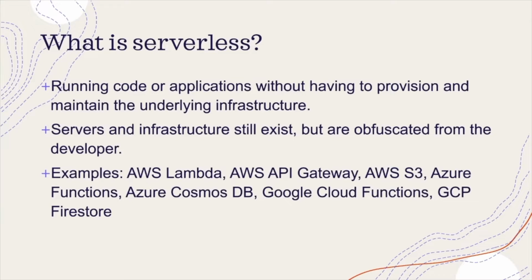Now let's talk about what is serverless. Serverless computing is running code or applications without having to provision and maintain the underlying infrastructure. The servers and infrastructure still exist, but they are obfuscated from the developer. This obfuscation allows developers to focus on the business logic and spend less time thinking about the plumbing necessary to run their applications. Some example serverless services are AWS Lambda, AWS API Gateway, both of which we'll cover more later, AWS S3, Azure Functions, Azure Cosmos DB, Google Cloud Functions, and GCP Firestore.